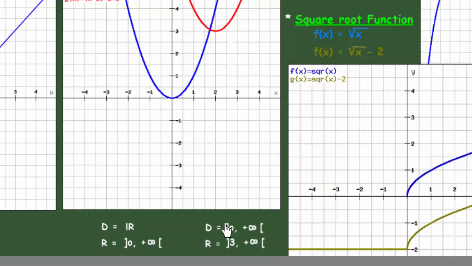And now the domain of our new function, let me put it in a different color, this is the domain of our new function, and the range of our new function in red. So the domain of our new function is from 0 to plus infinity, because it starts here at 0, and that's the domain of the function. And the range of this other function starts at 3 and grows up to plus infinity.